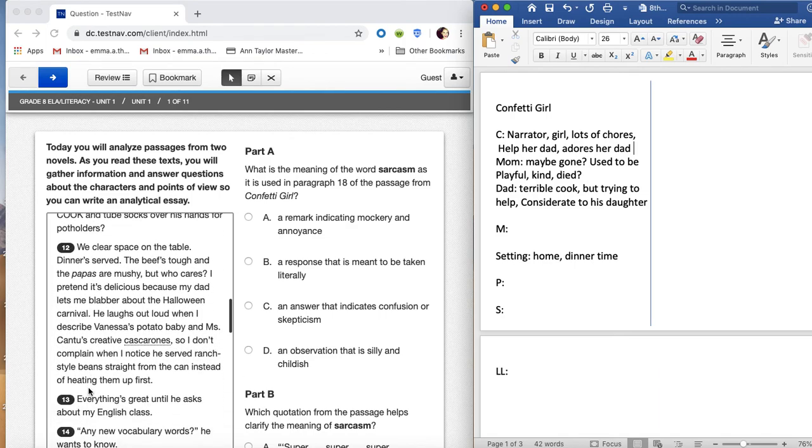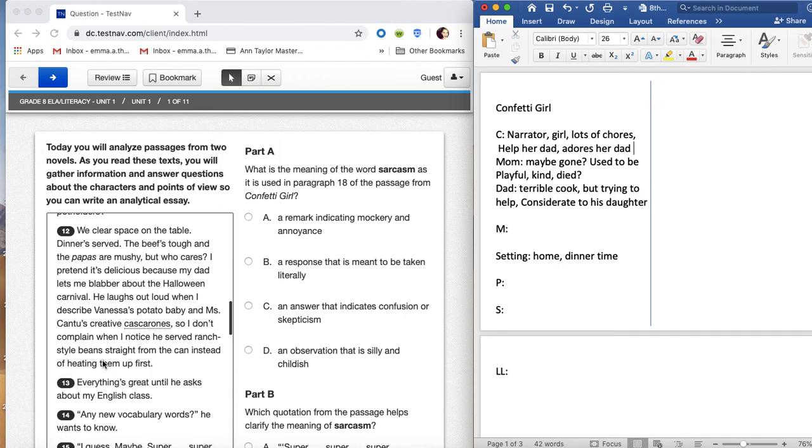We clear space on the table. Dinner's served. The beef's tough and the papas are mushy, but who cares? I pretend it's delicious because Dad lets me blabber about the Halloween carnival. He laughs out loud when I describe Vanessa's potato baby and Mrs. Cantu's creative cascarones. So I don't complain when I notice he served ranch-style beans straight from the can instead of heating them up first.